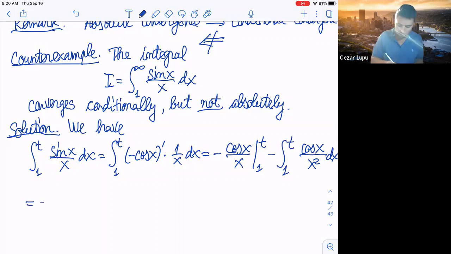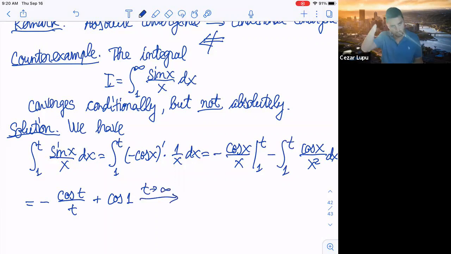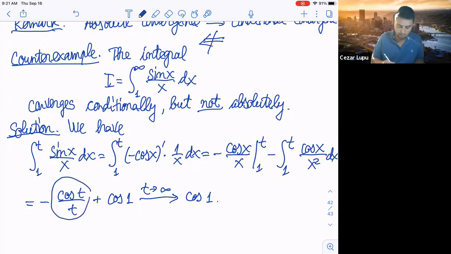So this would be negative cosine of t over t plus cosine of 1, right? And now we're going to take t to approach infinity. This will go to cosine of 1, because as t approaches infinity, it's pretty easy to see that this term will go to 0.